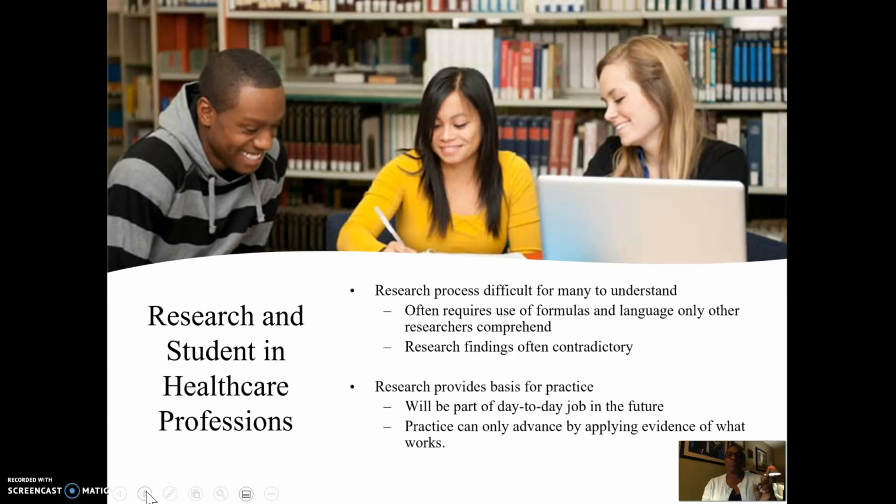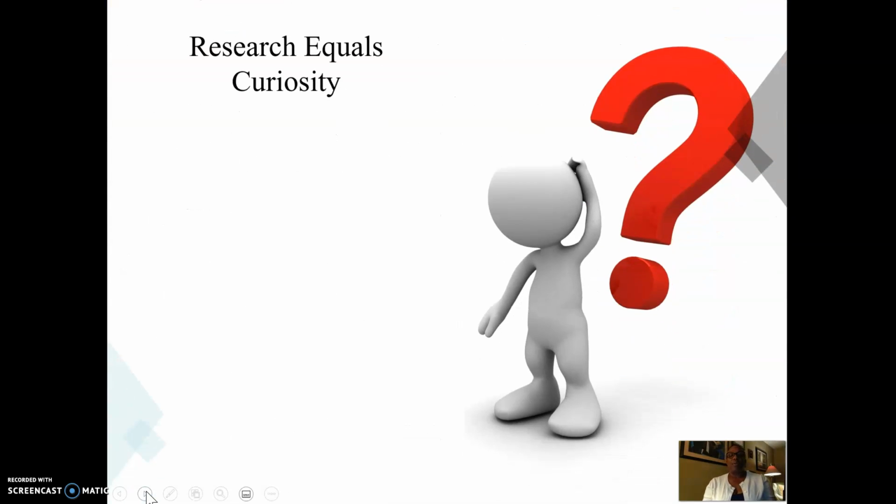But recognize that research provides the basis for your practice. It will be a part of the day-to-day job in the future. And practice can only advance by applying the evidence of what works. Folks, we're all about evidence-based practice. So that's the importance of research.